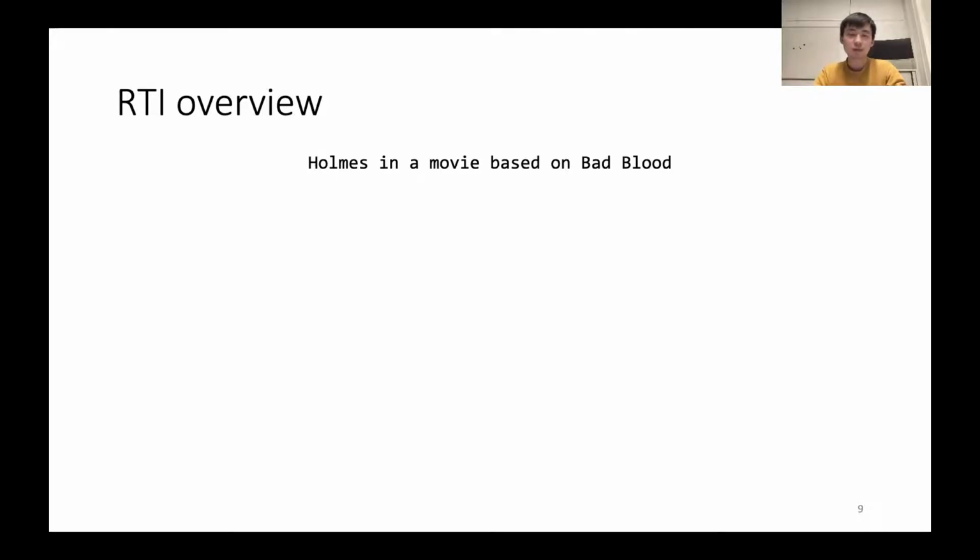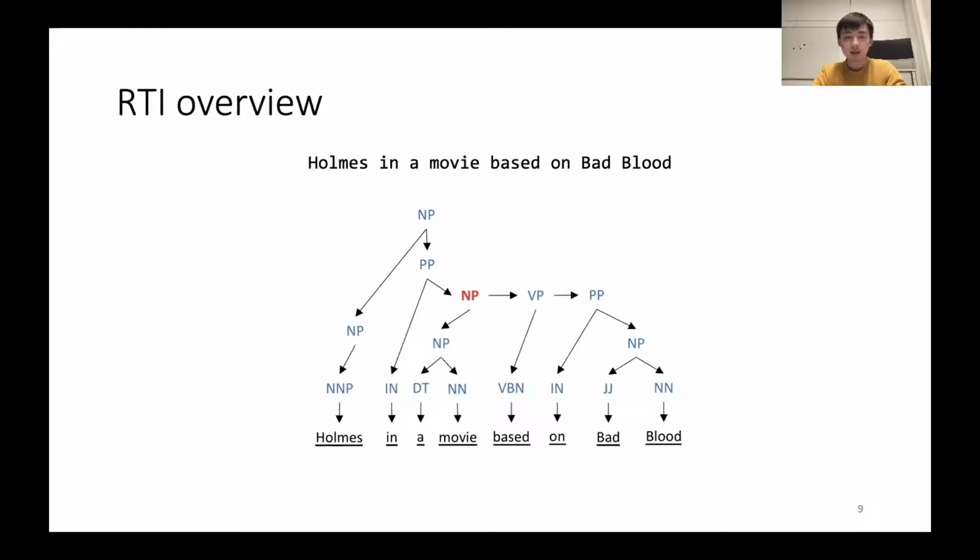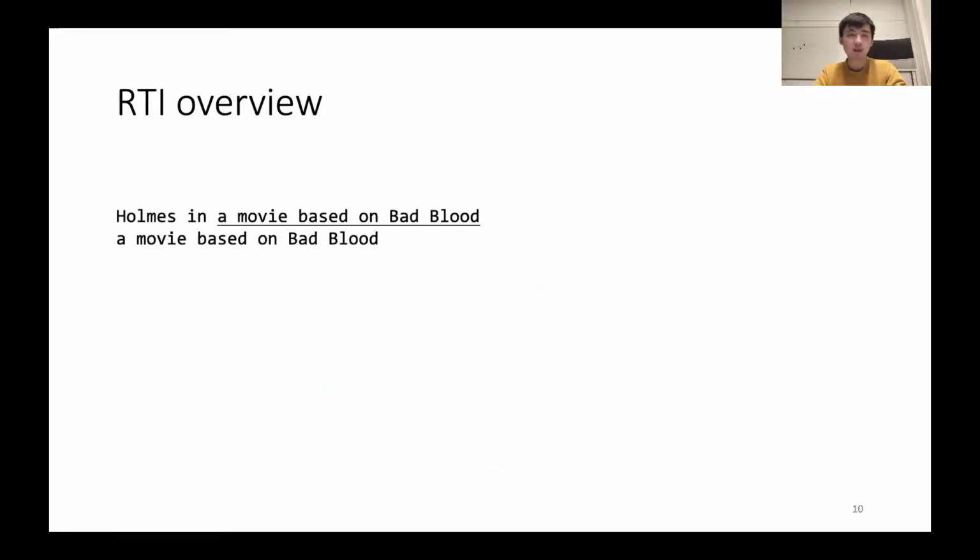For example, here, assume we have this sentence, "Holmes in a movie based on bad blood." We want to extract an RTI. We first use a constituency parser to get a tree form structure. And then we find the noun phrases in the tree, and we select those within a specific length range. For example, here, we will select this noun phrase, "a movie based on bad blood." And this RTI will be paired with the original text, the containing text, to generate an RTI pair.